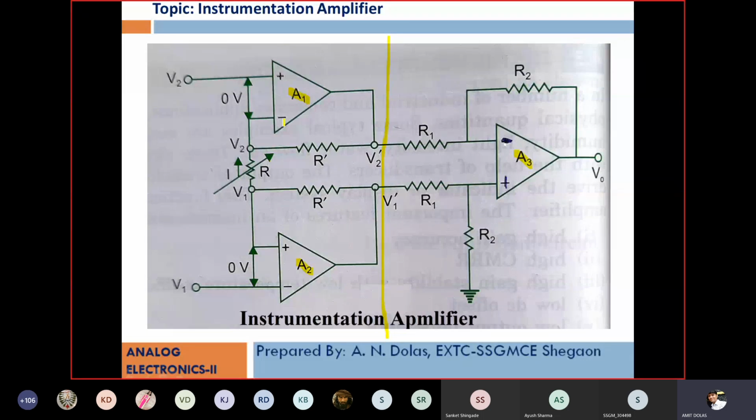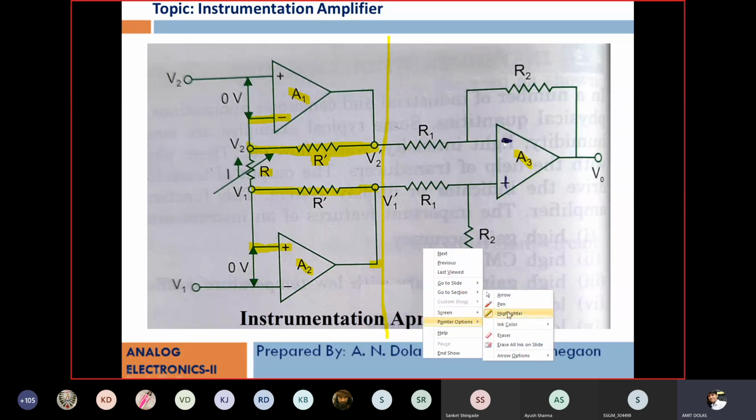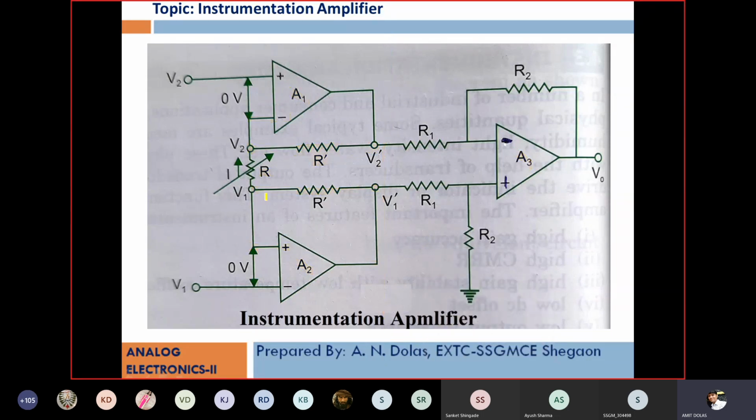Now, along with that we have one feedback resistance connected in the feedback of A1, resistance R dash. A similar value of resistance, R dash, is connected in the feedback of A2. Feedback is nothing but output and input. And one resistance R is connected between the inverting terminal of A1 and the non-inverting terminal of A2. So this is the circuitry.